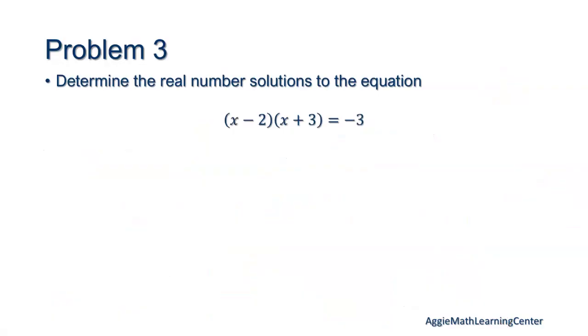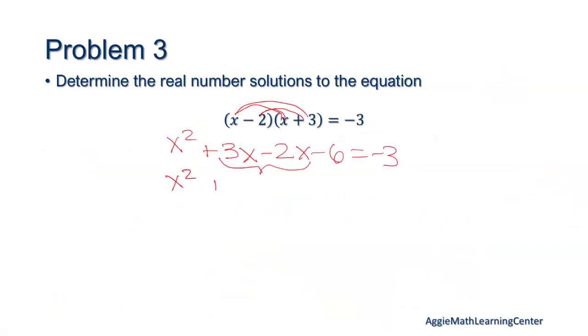Okay. Now let's do this one. How would we start to solve this? FOIL. Perfect. And what do you get when you FOIL? X squared plus 3x minus 2x minus 6 equals negative 3. And then I would add the 3 over. I'm going to combine like terms as well. So x squared plus x minus 3.